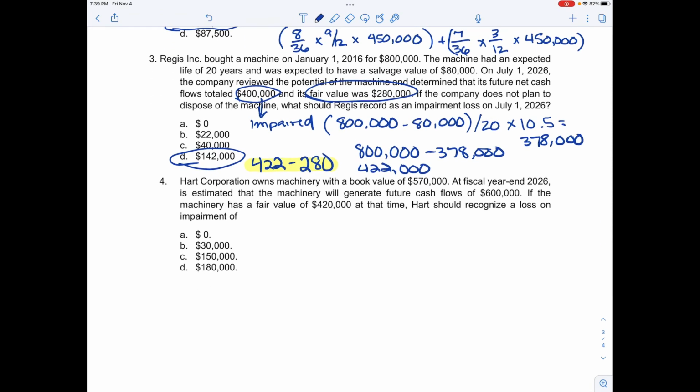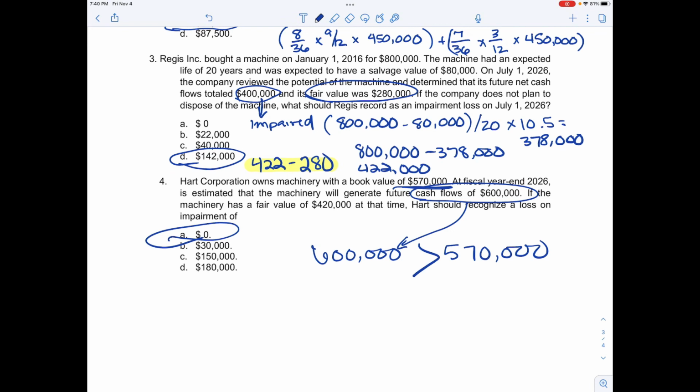One more let's look at, and this is just again looking at impairment. Again, here's my cash flows. I'm going to compare that to my carrying value or book value. It tells me what it is here, that $570,000. Now my cash flows are greater, so there is no impairment. So that answer would be 0.